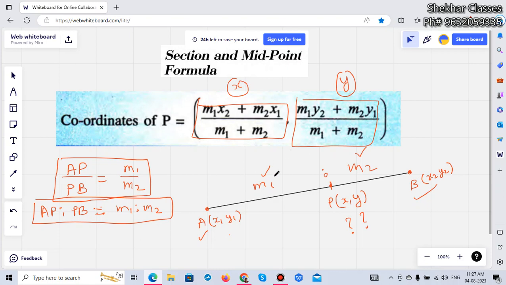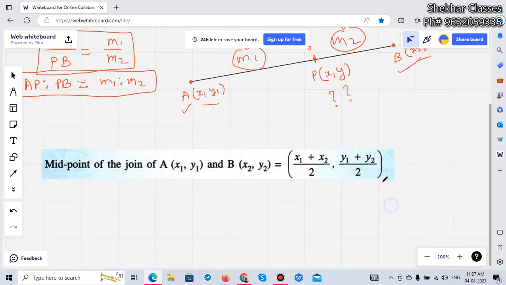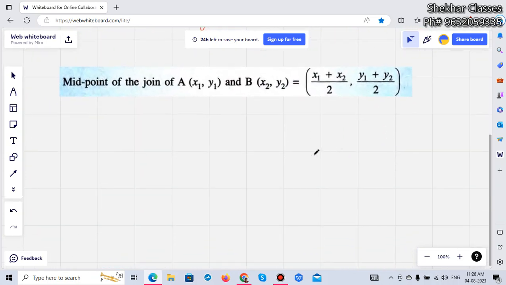We can calculate when the coordinates and the ratios are given to you. This is how we have to apply the formula and find it out. Okay, so remember, you have to make a note of the formula. If you do not know, just write it down. Then comes your midpoint. When I say midpoint, basically what does it mean?